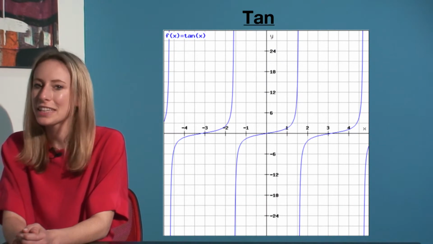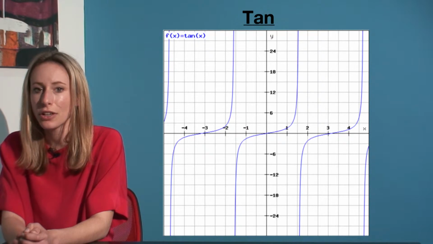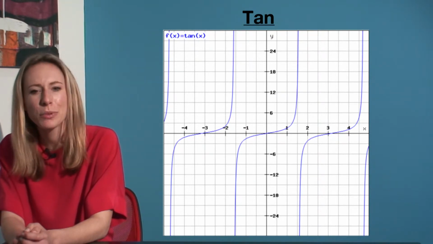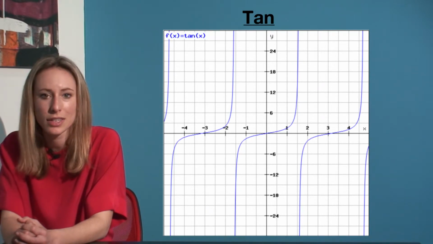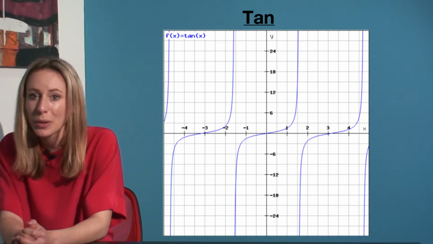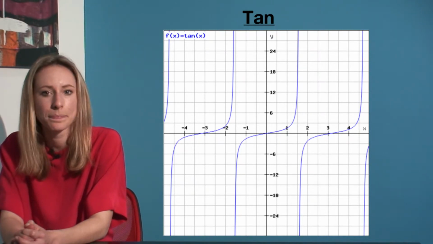Looking at the graph, we also get an idea of the shape. We can also see that as cos theta gets closer to 0, the function will get closer to positive infinity if the angle is in the first and third quadrants, where tan is positive. It will also get closer to negative infinity if the angle is in the second and fourth quadrants.